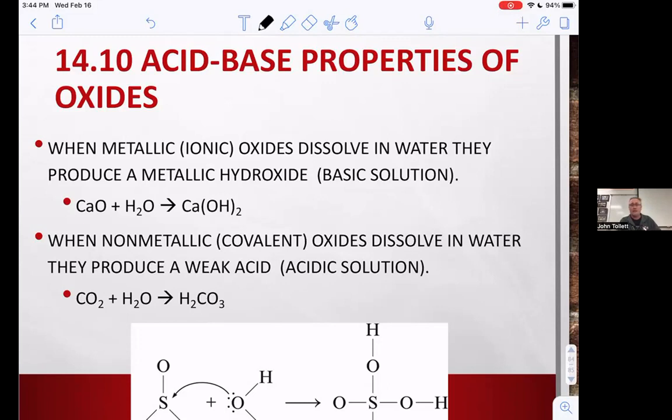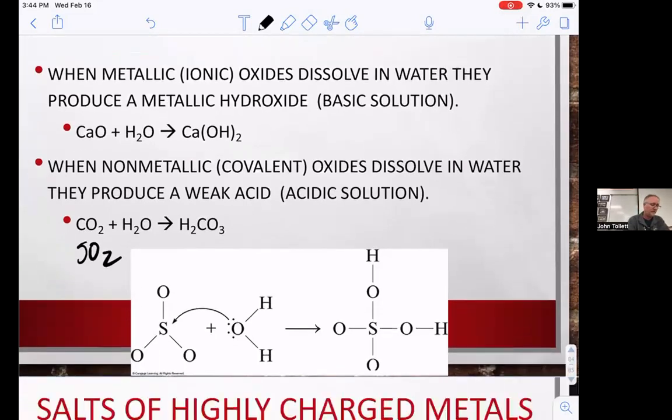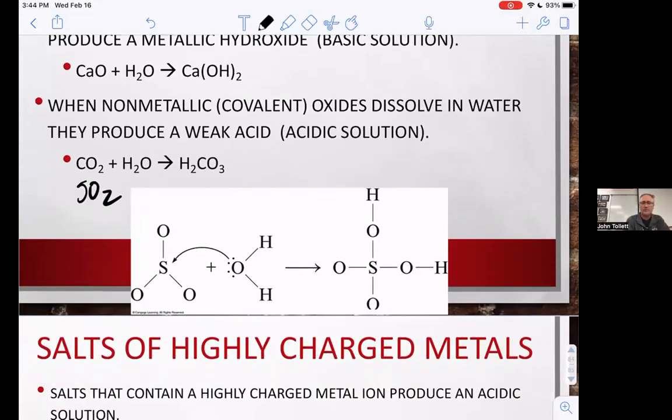If you have a non-metallic or molecular compound like a gas, like CO2, and you add it to water, you produce H2CO3, which would be an acidic solution. Now it's a weak acid solution. The similar would happen with SO2. If you add things that are non-metallic or covalent in nature, they will produce acids in water. And there's sulfur trioxide, SO3, producing H2SO4 there on the bottom.